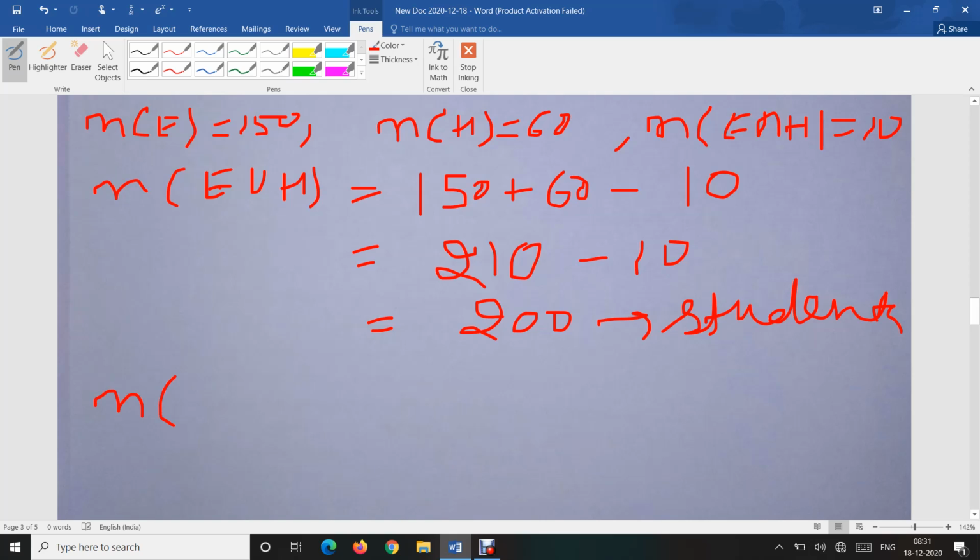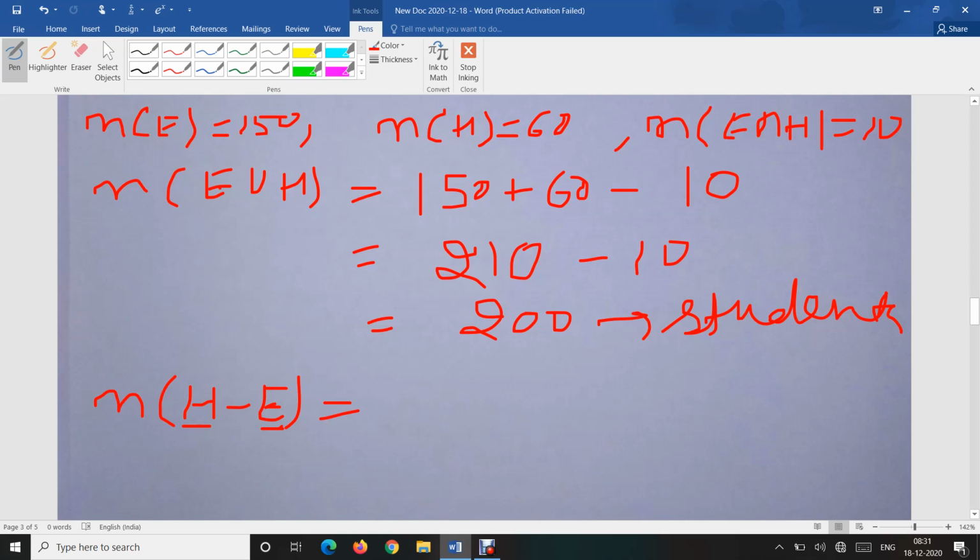For that we have to find n of H minus E. Remember I told you, for the case of "only", we have to subtract the set from the set which is asked. That means here it is saying only Hindi, so we have to subtract English and the intersection portion from Hindi. That's why we are finding n of H minus E.